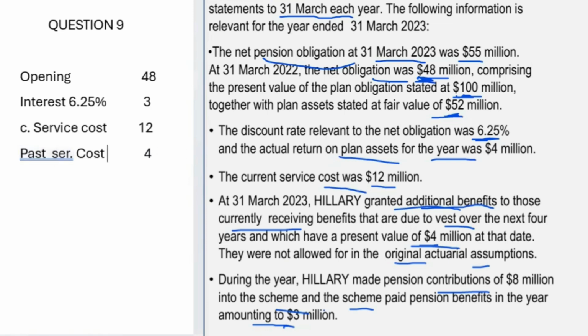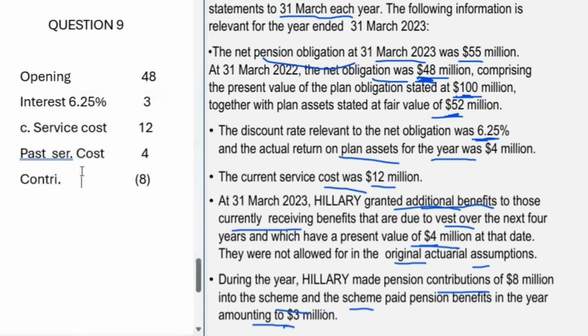An amendment forms part of the past service cost. Here there's not, like settlement, where we have loss or gain. No. Additional benefits received or that will be received by the employees is part of the past service cost, and it should be added there. Then we have contribution to the plan. How much was made into the plan? 8 million. And we said contribution to the plan reduces the net. If you remember, we looked at this already.